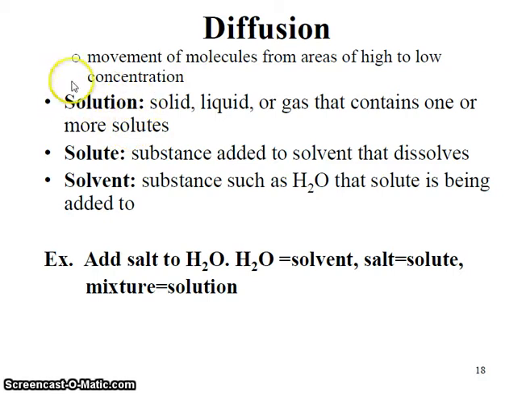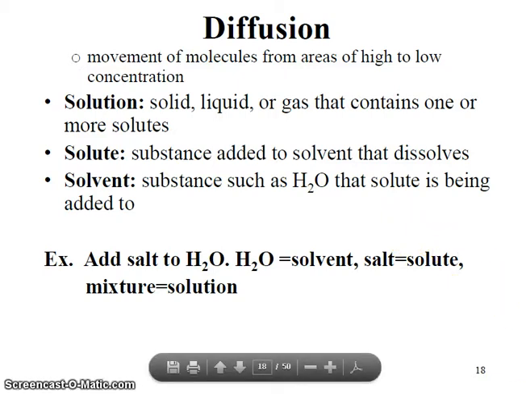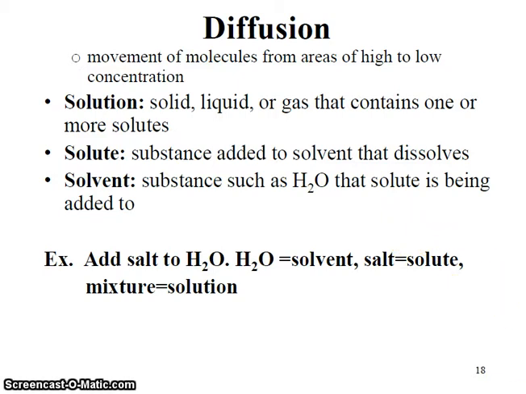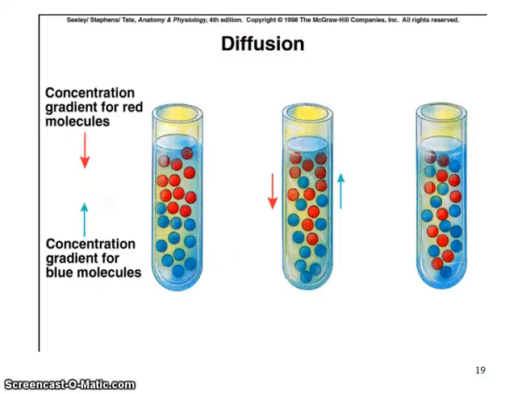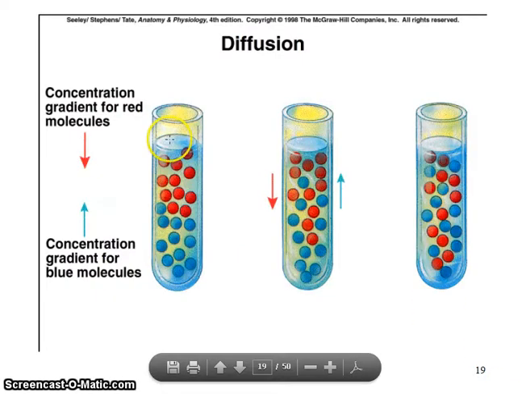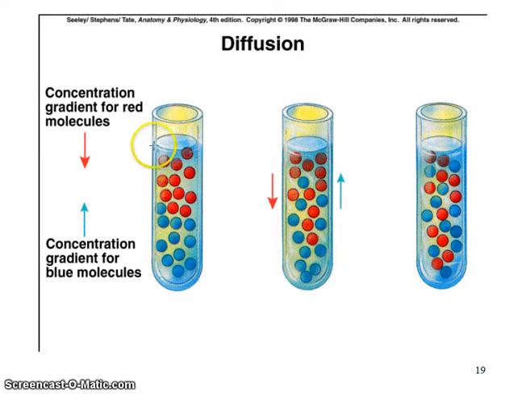These are some definitions you will need to know. A solution is a solid, liquid, or gas that contains one or more solutes. A solute is a substance added to a solvent that dissolves, and a solvent is a substance, often water, which is called the universal solvent, that is being used to add solutes to. Review these definitions. Here is an example of diffusion where molecules will move from an area of their own higher concentration to an area of their own lower concentration.